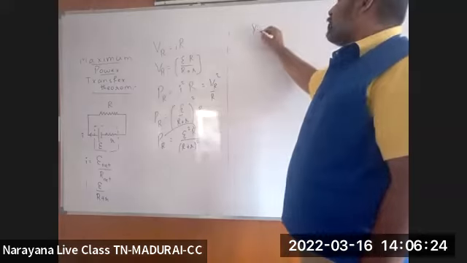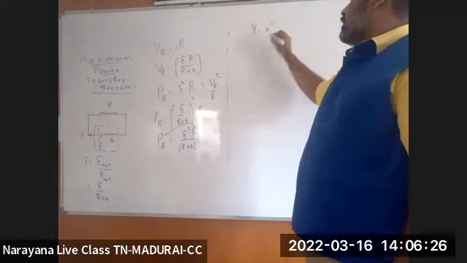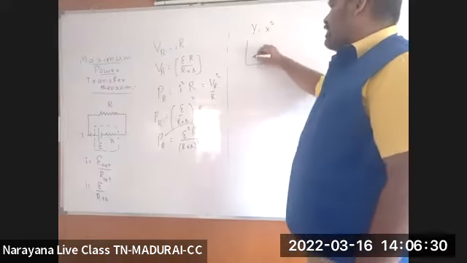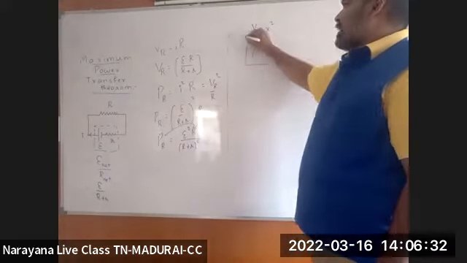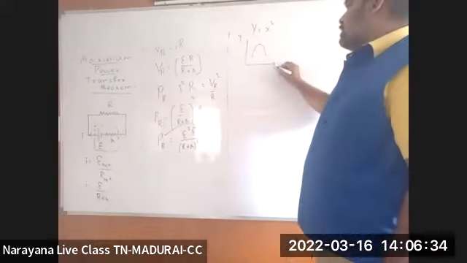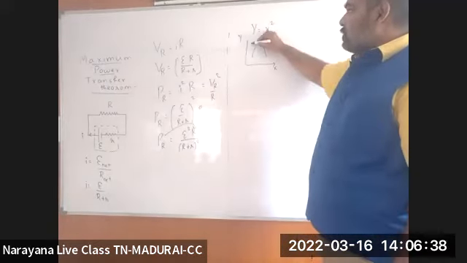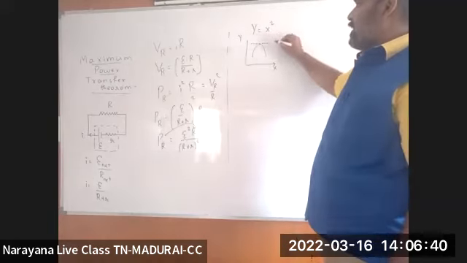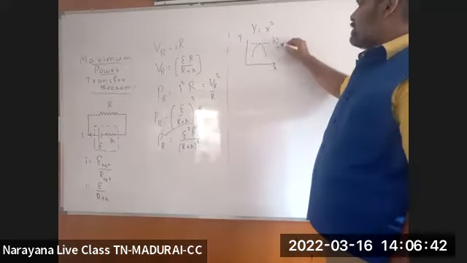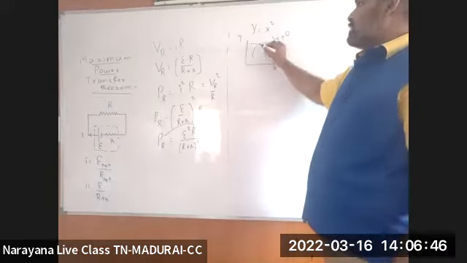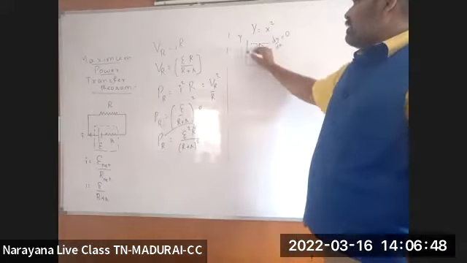If y is equal to any equation, say y is equal to x square, and you plot the graph, where the y value is maximum, at the peak value, what is the slope of this tangent line? dy by dx equal to how much? 0.